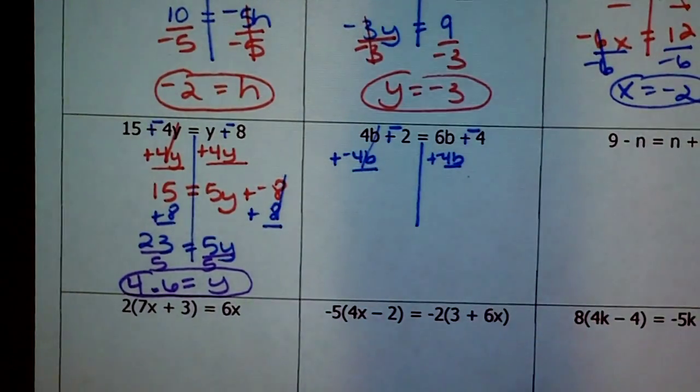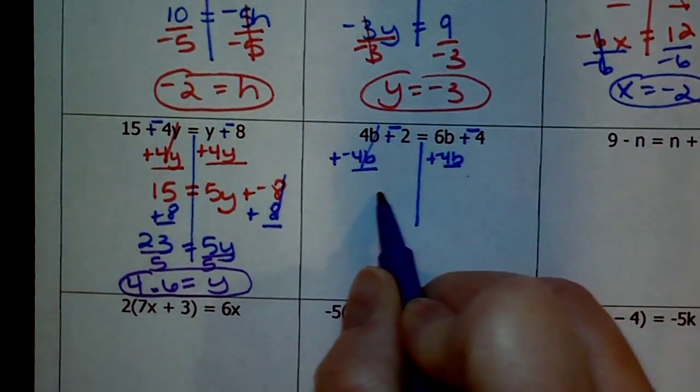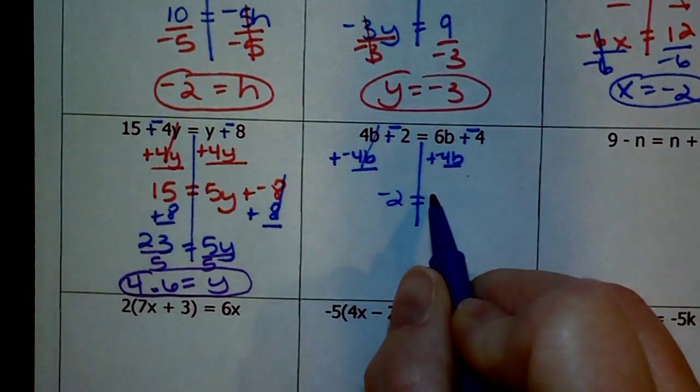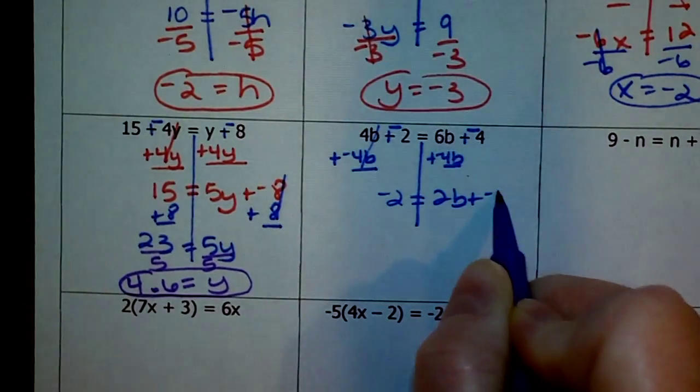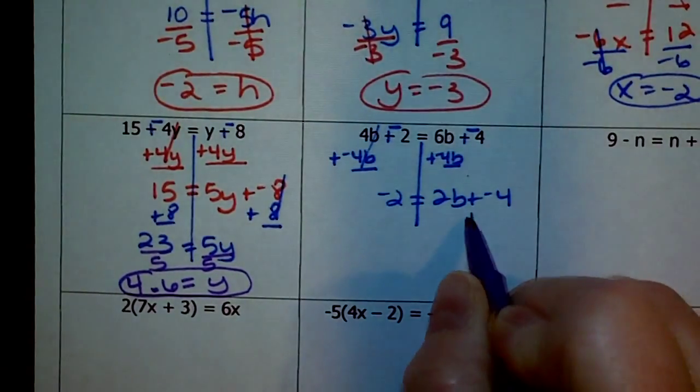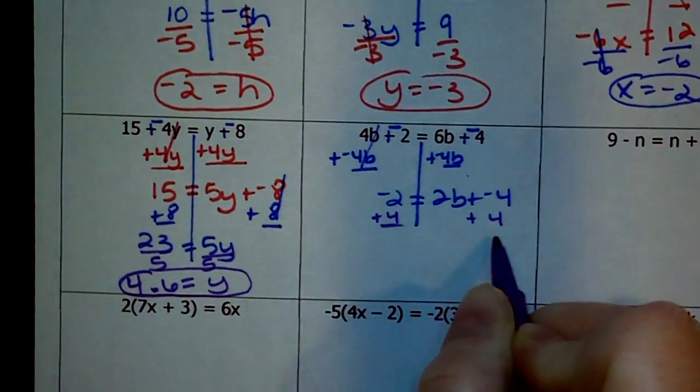The b's are gone on this side. I'm left with negative 2. I can combine these b's together. 6b plus negative 4b is 2b, and I still have my negative 4. Again, 2 steps. Remember when 2 steps seemed hard? And now you're probably like, yes, it's a 2-step. I know this part. I'm going to add 4 to each side.